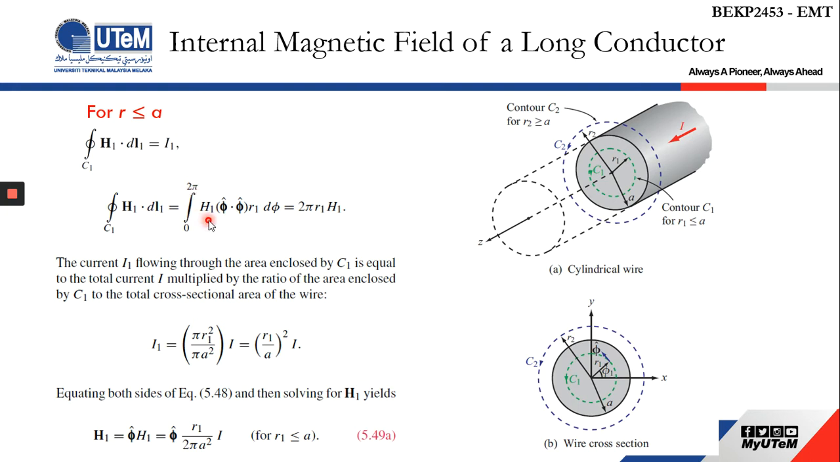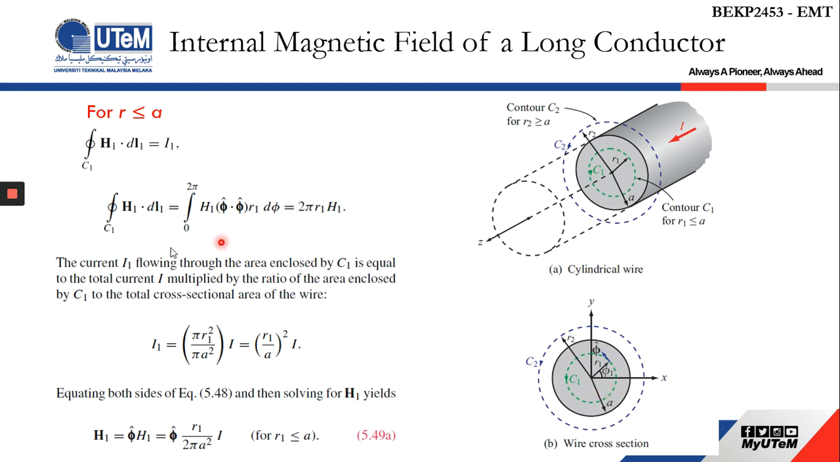Now, we have H1, and the differential length of this line here is equal to R1 d phi, and it's in the direction of phi. Similarly, H1 also is in the direction of phi. So phi dot product of the same direction, you're going to get 1. So you're going to get H1 R1 d phi integrated between 0 to 2 pi is equal to I1. When you integrate, you only need to integrate over phi. So basically, you get 2 pi R1 H1. 2 pi R1 is actually the circumference of these green dashed lines here.